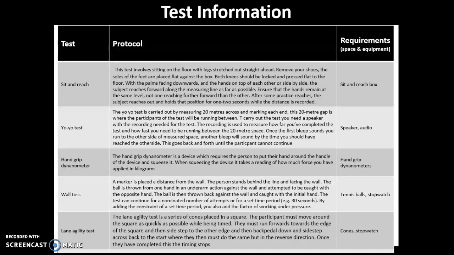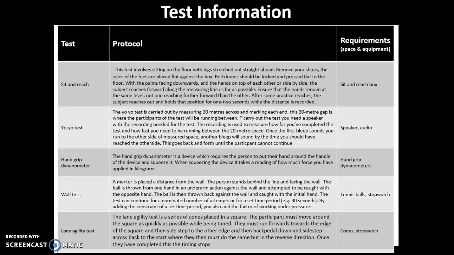The yo-yo test. The yo-yo test is carried out by measuring 20 metres across and marking each end. This 20-metre gap is where the participants will be running between. To carry out the test, you need a speaker with a recording needed for the test. The recording is used to measure how far you've completed the test and how fast you need to be running between the 20-metre space.